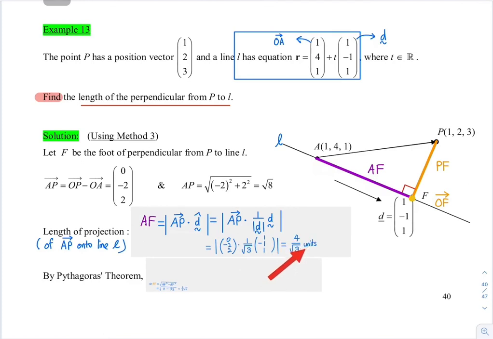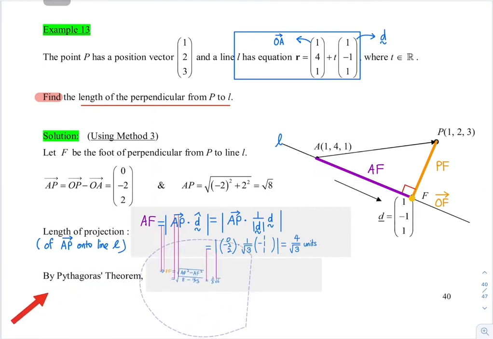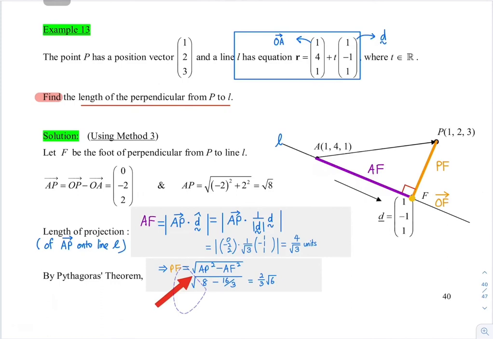So now we are left to find PF itself by using Pythagoras theorem. Okay, so using Pythagoras theorem, basically PF is just the square root of AP squared minus AF squared. Since we already found out what AP is based on the earlier result, and we just found out what AF is, we can get the length PF by Pythagoras theorem.